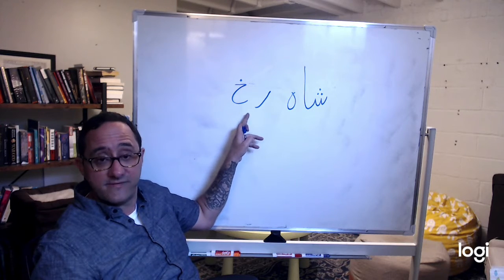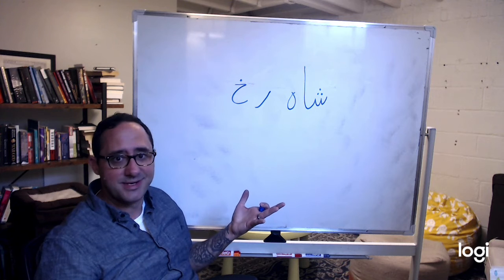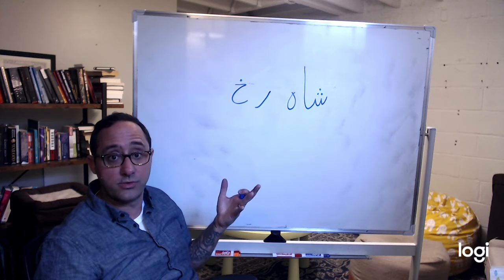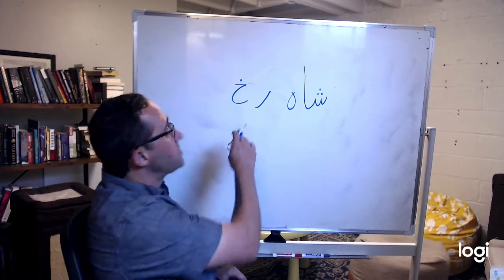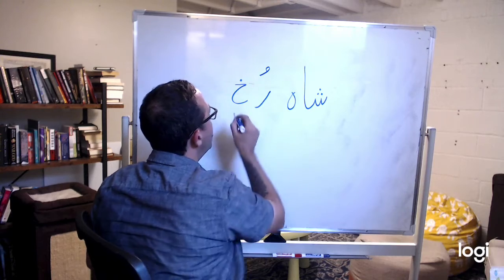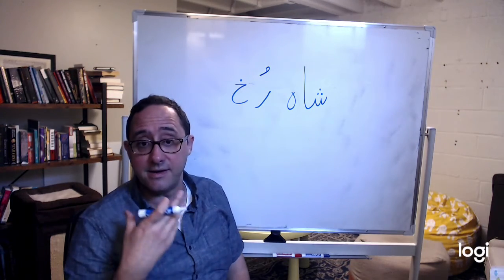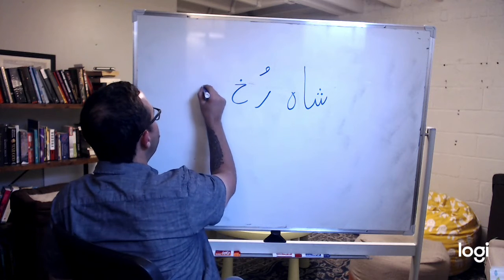Notice there's no vowel in there. That's because it's a short vowel. They don't show up in Urdu unless they're at the beginning of the word. So in order to know that it's Rukh, I could put this symbol over the R. That means that the short vowel is a u. Shah Rukh Khan.